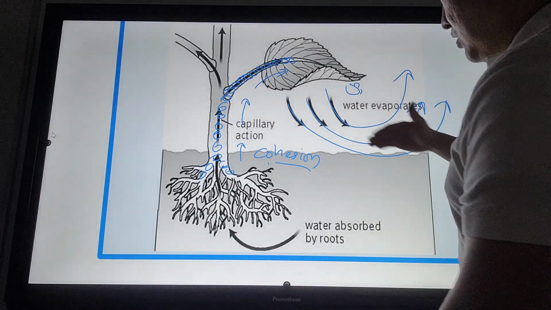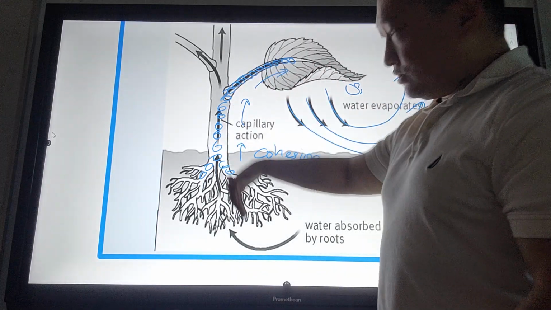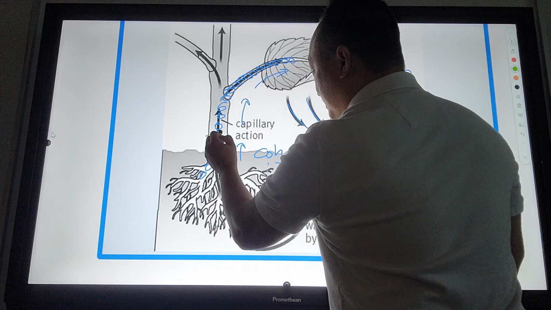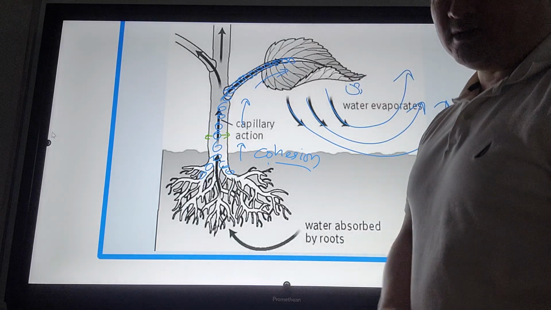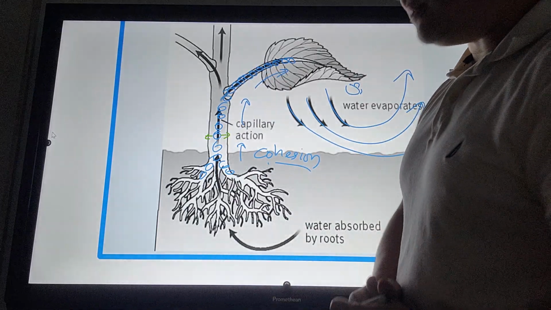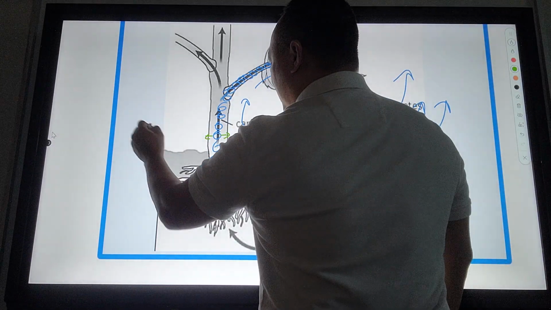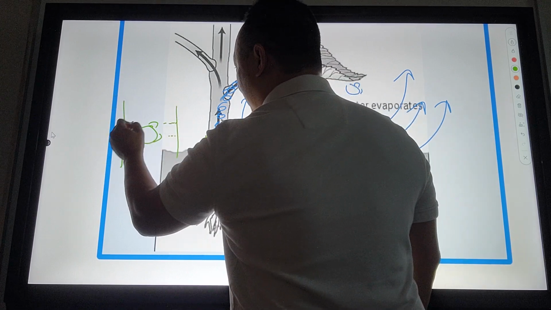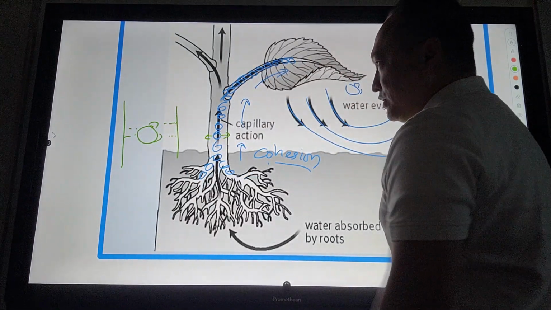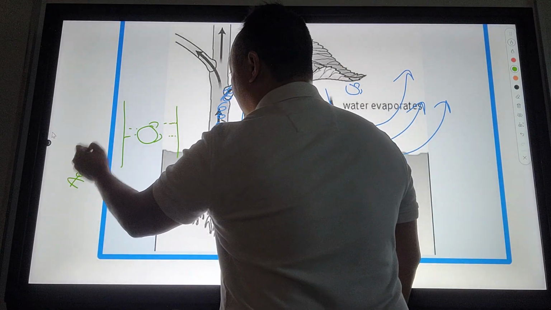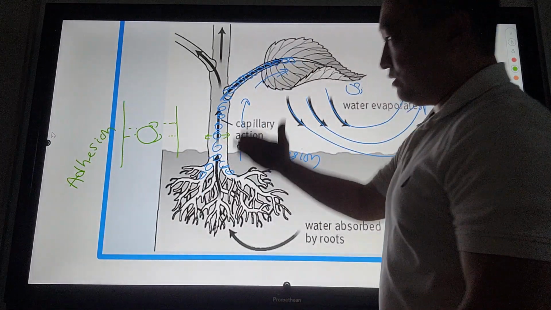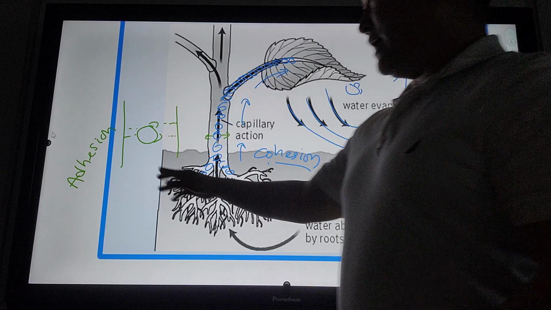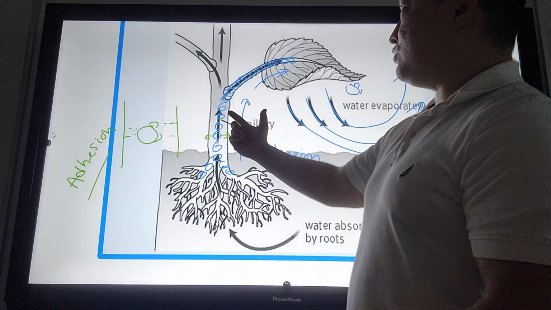Now, when this stops, the water molecules don't go back down. Rather, they're also attracted to the sides of the plant cells. These tissues are called xylem tissues. But when the water molecules are attracted through hydrogen bonds to the sides of the plants, we call that adhesion. So that helps prevent the water molecules from going back down. So you can see cohesion and adhesion work together in moving water molecules up, right?